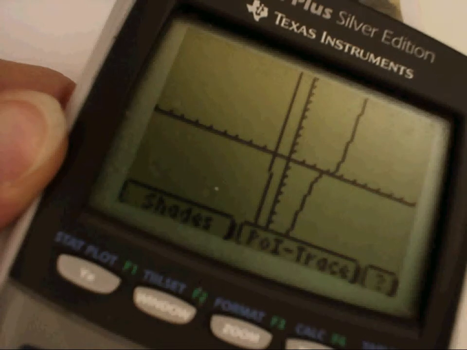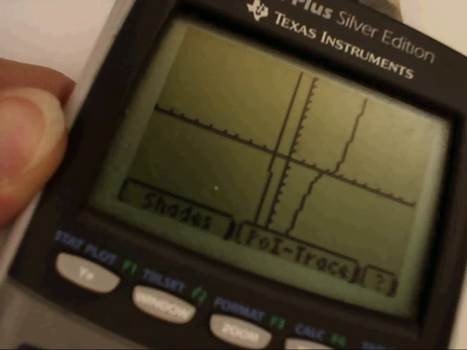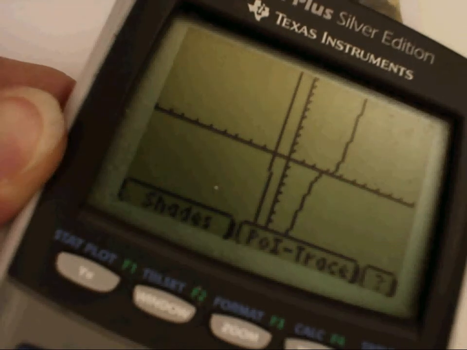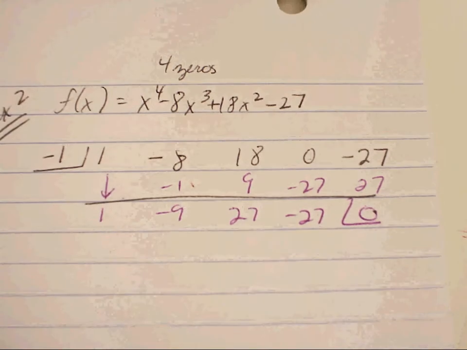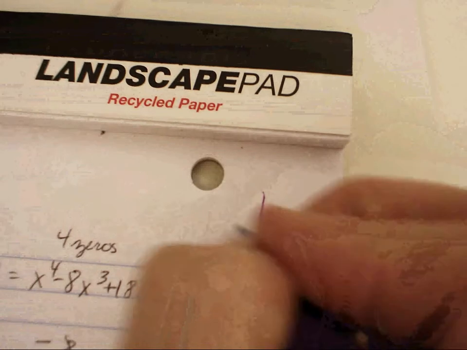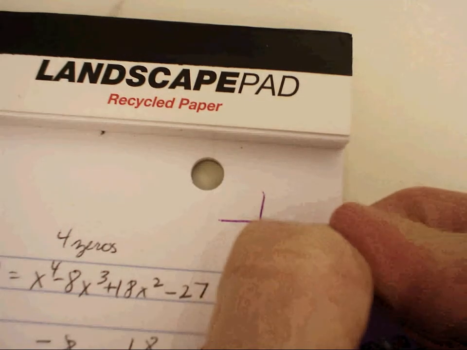Now, let's look at the graph. Are there any others that seem like they might be a 0? We've checked -1, it worked. What do you think? Looks like 3 is going to be 1, okay?